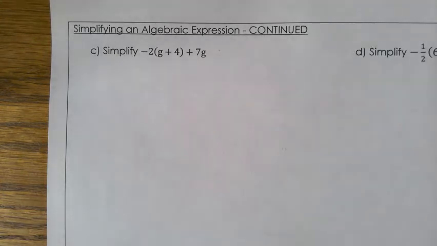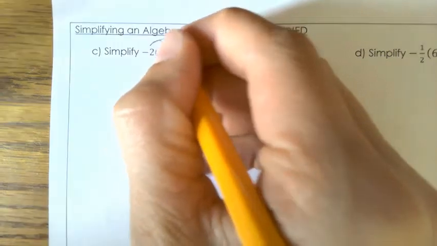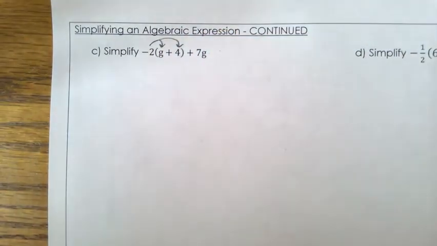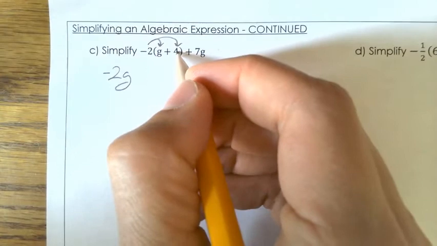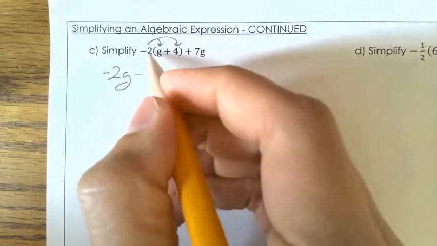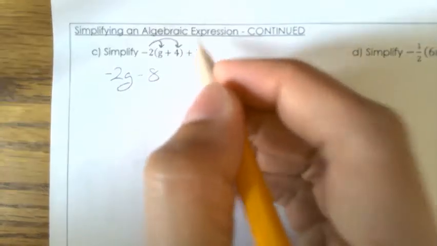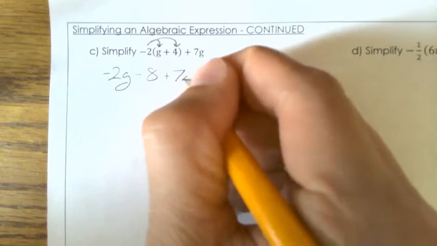Okay, so notice this one did have parentheses. We need to first distribute. So we will be multiplying this -2 to both of the terms inside the parentheses. So that's going to end up being -2 multiplied by g, which would be -2g, and -2 multiplied by +4, which is going to end up being -8. Remember, a negative multiplied by a positive gives you a negative. And then we just bring over what's left, plus 7g.